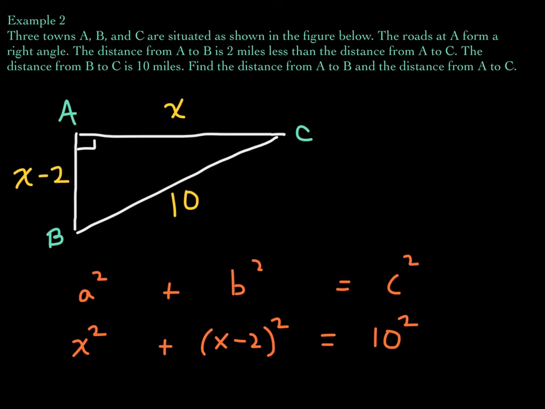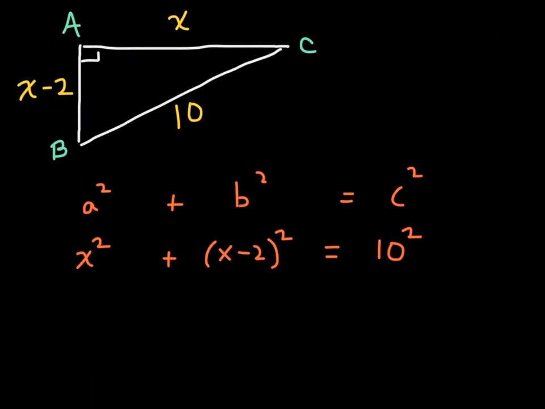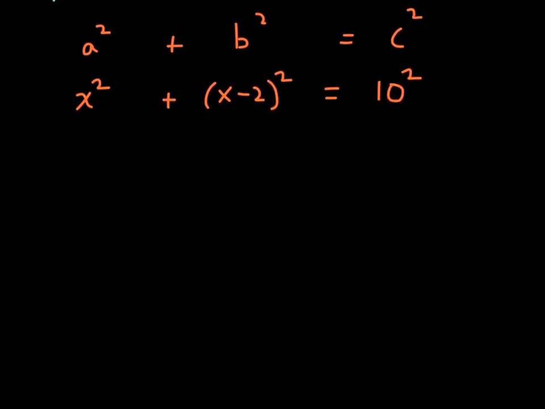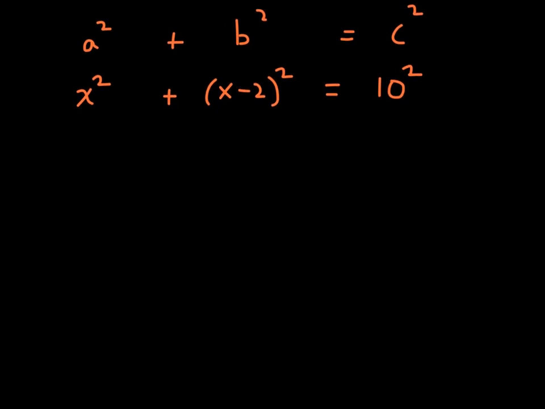All right, what we're going to do here is solve this equation for x. But keep in mind, we're not done when we solve for x, because that's just one distance that we need to find. We also need to find this distance, which will just be 2 miles less than what you find for x. All right, so let's do it. What we're going to do first here is expand this perfect square binomial here. So it's x minus 2 times x minus 2. And then 10 squared is 100.